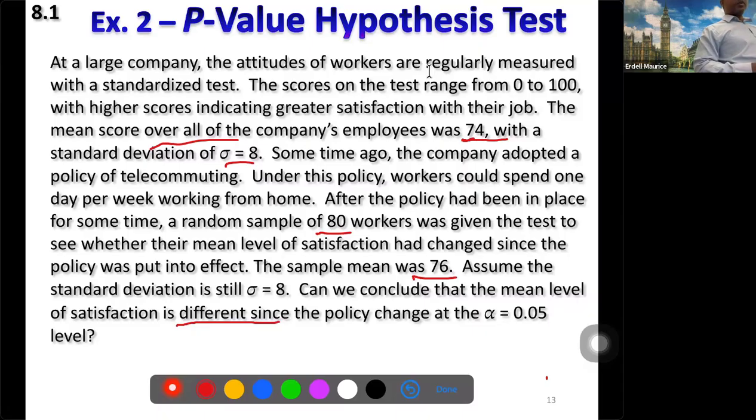The null will be mu equals 74. Remember, the null is the long run history. It's the thing that was before we made the change, right? It used to be 74. We then instituted a new policy, right? Now, what's the alternate hypothesis going to be? It's going to be not equal. All right?